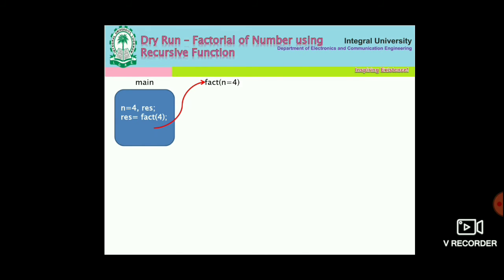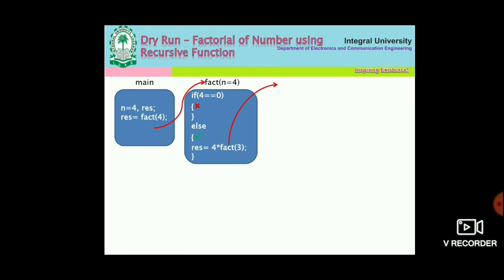Now the method frame for the fact function with n equals 4 will be created, in which it will check the condition if 4 equals 0, which is a false condition. Since the condition is false, the first statement will not be executed and the else statement will be executed, which says res is equal to 4 into fact of 3. This fact(3) will create another method frame in the forward direction.